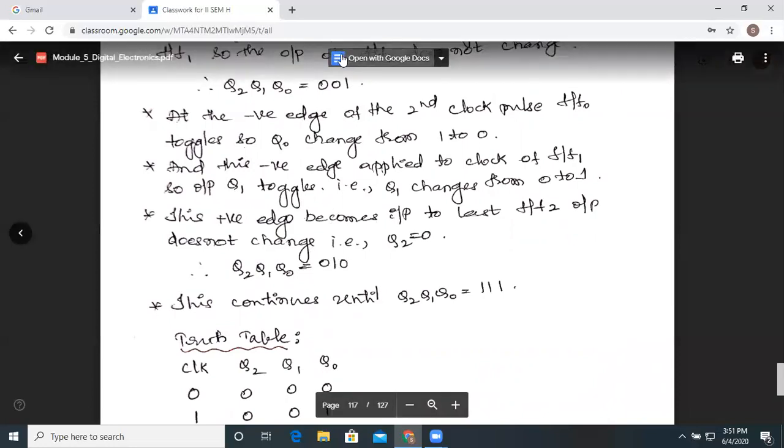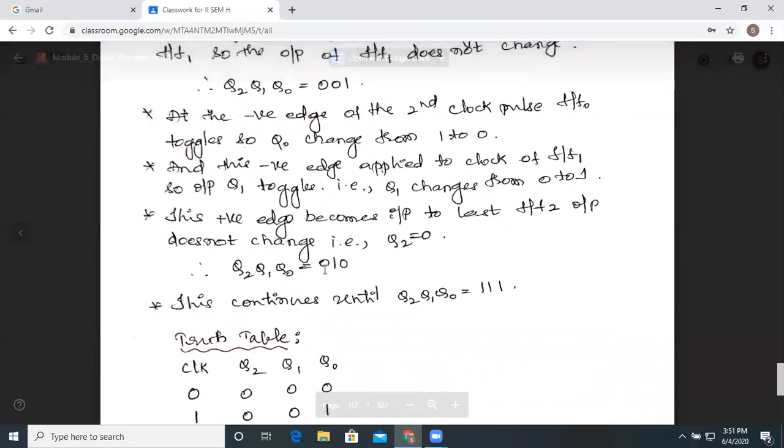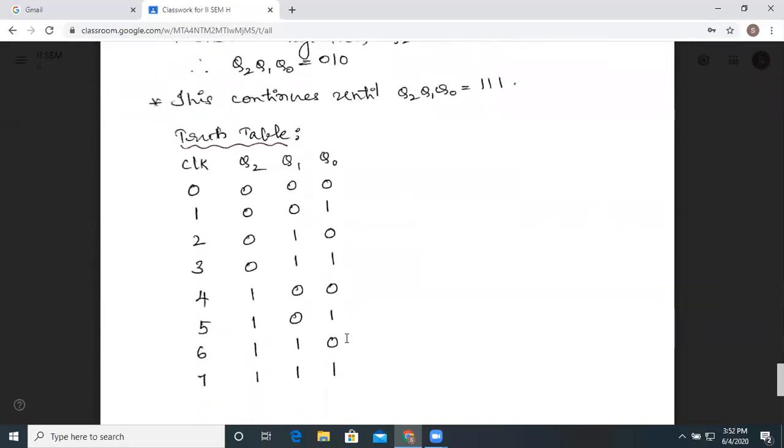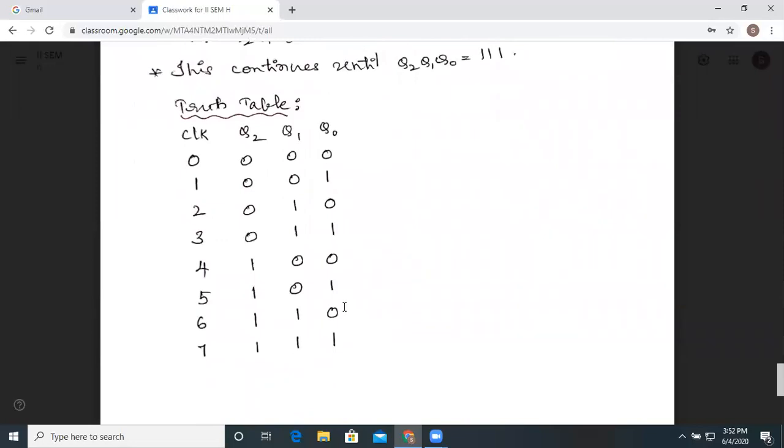After the application of the first clock pulse, we could see that Q0 was 1. Now after the application of the second clock pulse, we could see that the output of the second flip-flop is 1. And after the application of succeeding clock pulses, it is going to continue until we get 1, 1, 1 at the output. So this is the truth table. You already know how to write the binary table over here.